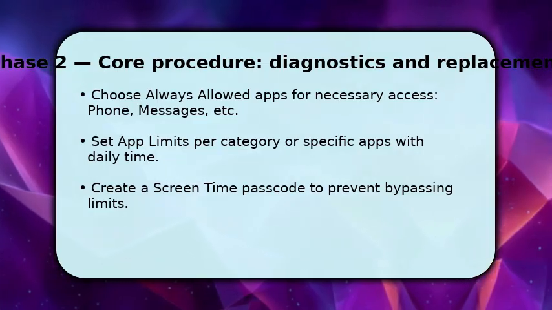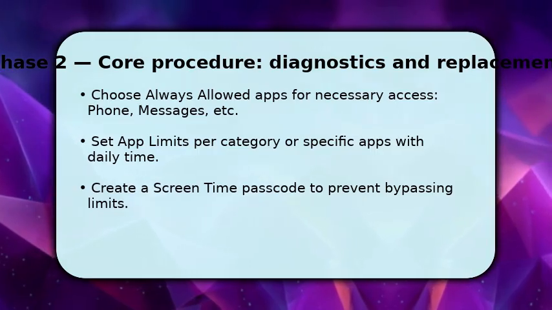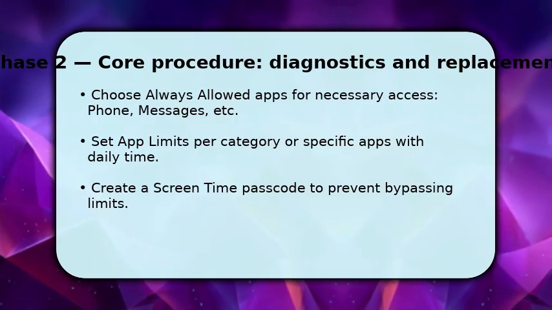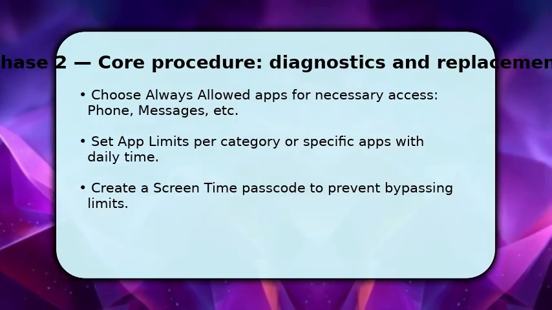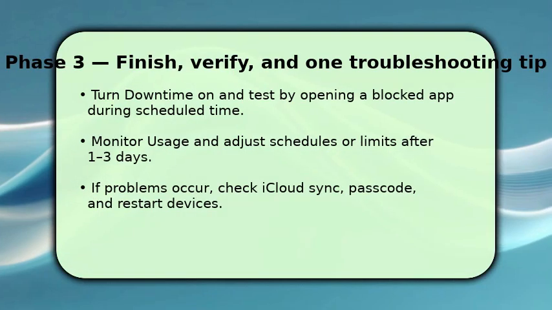Create a screen time passcode to stop immediate changes. That ensures rules hold. You should also review content and privacy settings for stricter controls once configured. These layered limits work together. Finally, activate downtime and test it by trying a blocked app during the scheduled window.